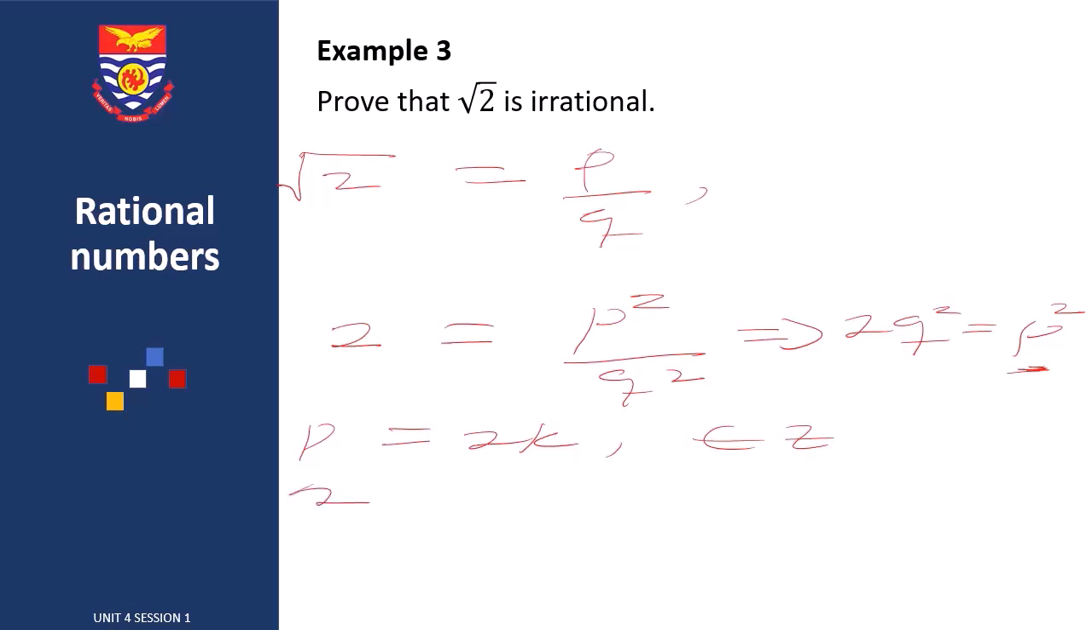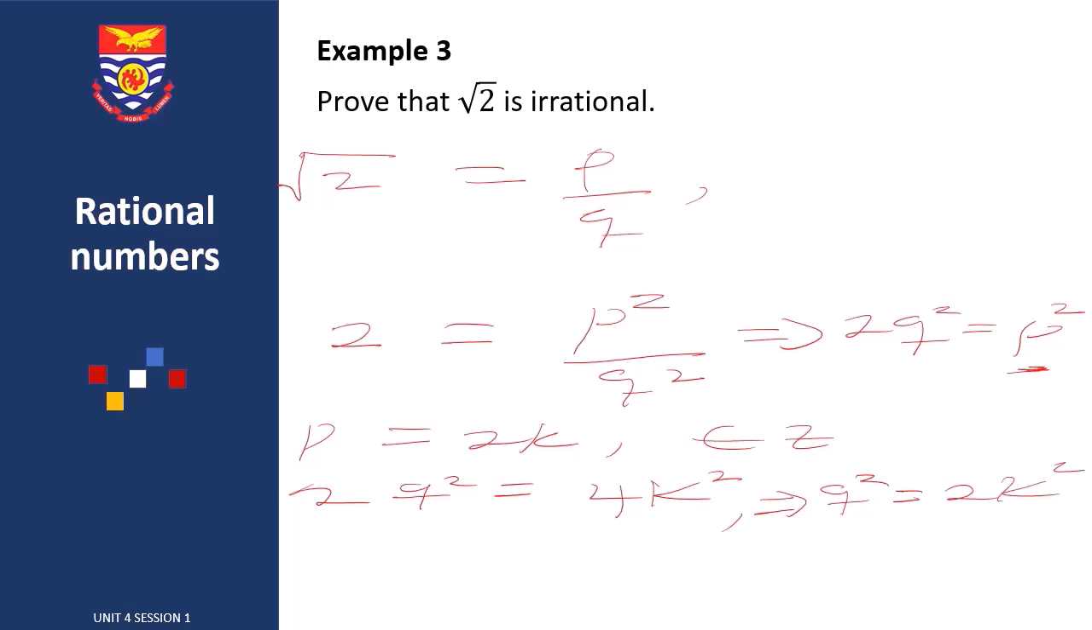So I get 2q square equals, then I put 2k square there, so I get 4k square. Once I get this one, it implies that I can divide through by 2, because the 2 balances there. So that implies that q square equals 2k square.